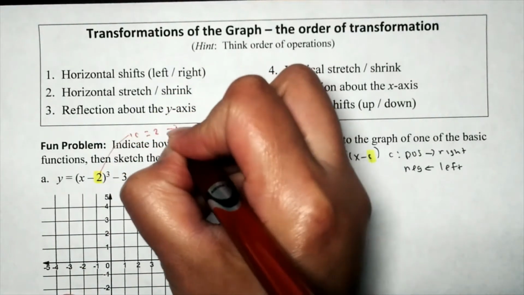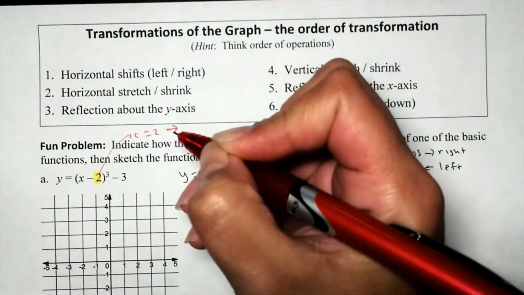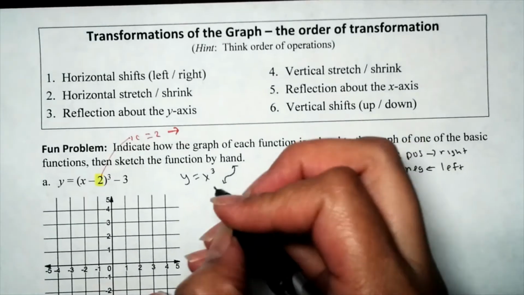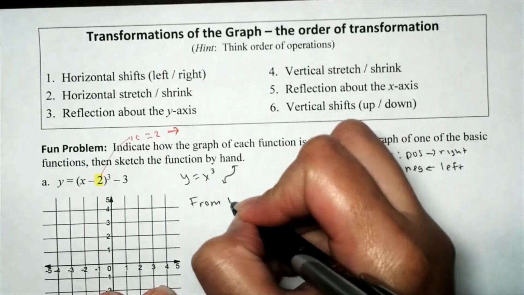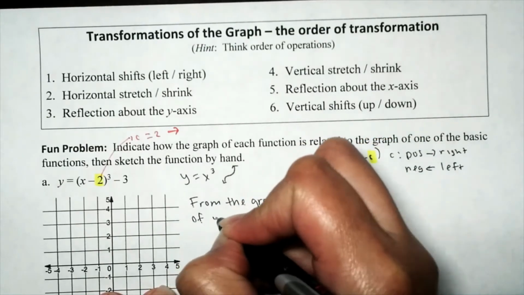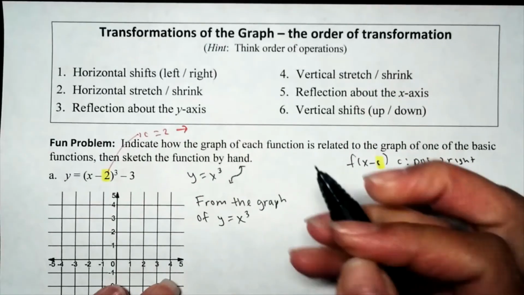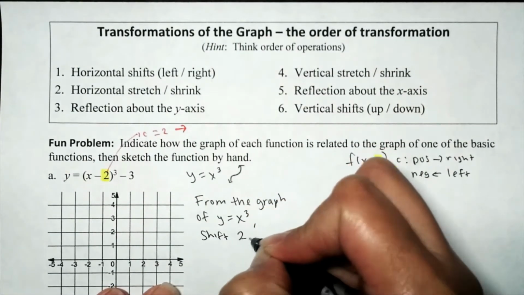So we're going to tell the reader, hey reader, that's an arrow by the way, hey reader, from the cubic function or from the graph of y equals x cubed, we're going to shift 2 units to the right. And then let me go ahead and write that out, because this is not a verbal quiz. So from the graph of y equals x cubed, we have said we're going to shift 2 units to the right. So we're going to write shift right.